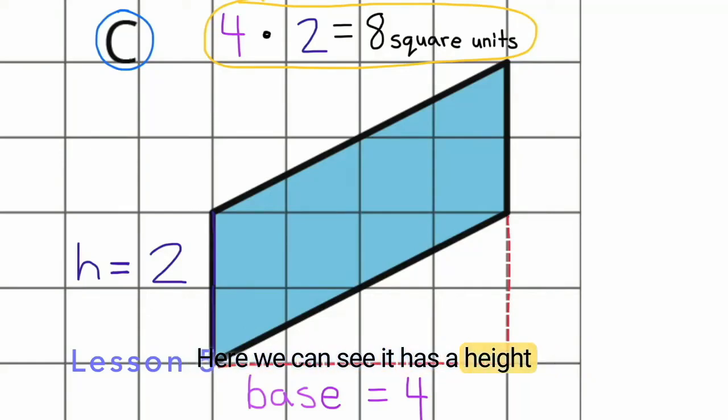Here we can see it has a height of 2 and a base of 4. 4 times 2 equals 8. Its area would be 8 square units.